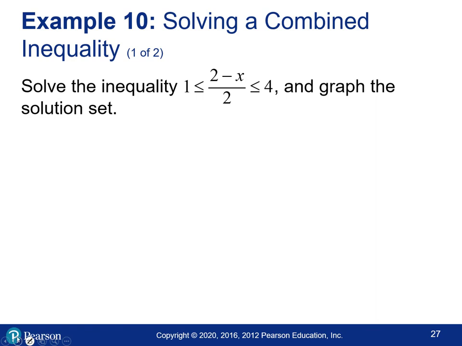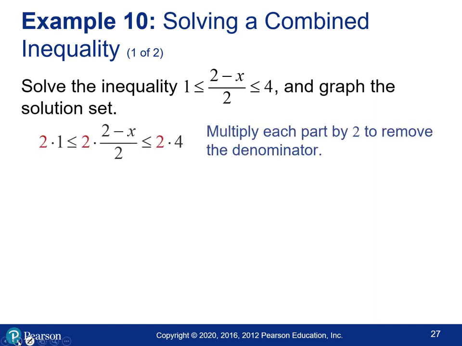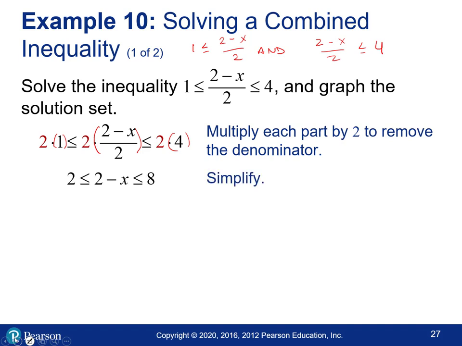Okay, so how about this one? So solve this inequality. Notice it's another combined inequality. So this time we're not going to separate them, even though we could say 1 is less than or equal to (2 minus x) over 2, and (2 minus x) over 2 is less than or equal to 4, but we could just solve this all at once. So on this one, we're going to multiply the left, the middle, and the right side all by the number 2, just to get rid of the fractions. Okay, and so that's what we end up getting. Notice the 2 in the middle divides with the 2 in the denominator.